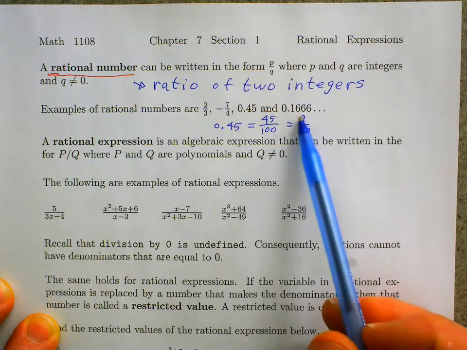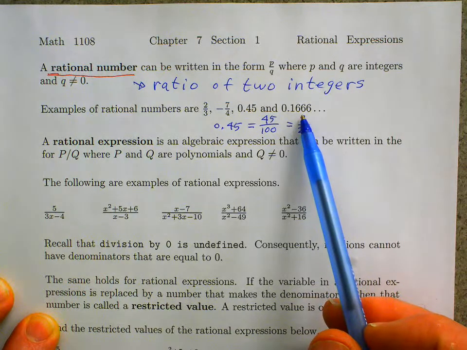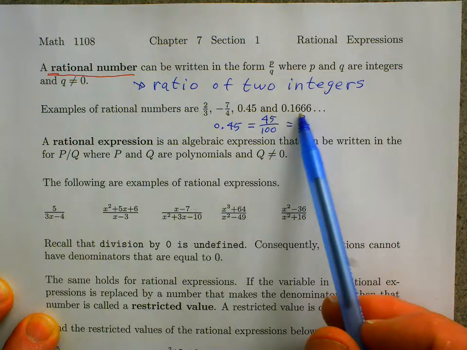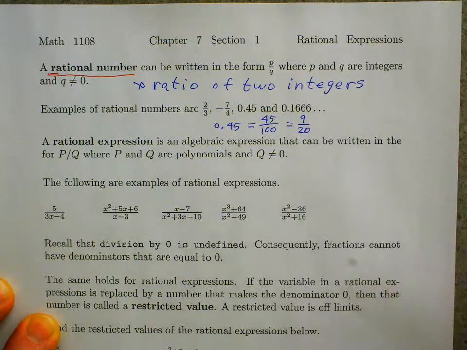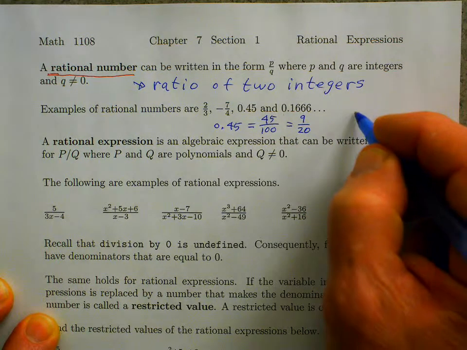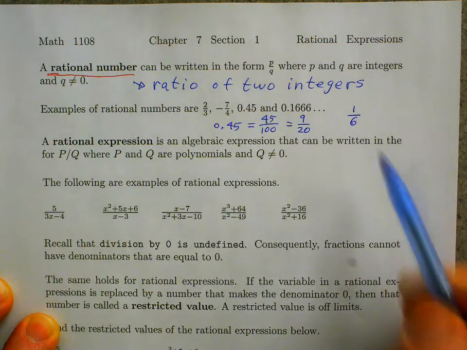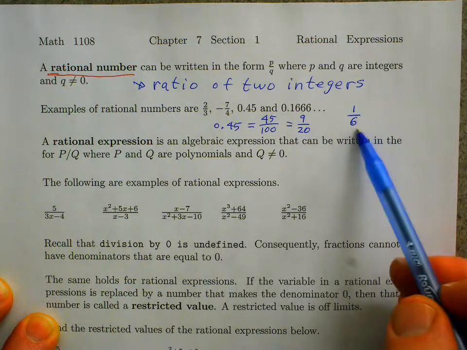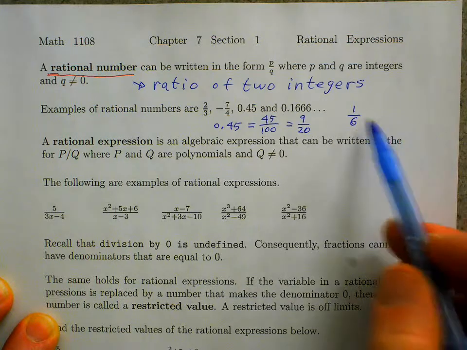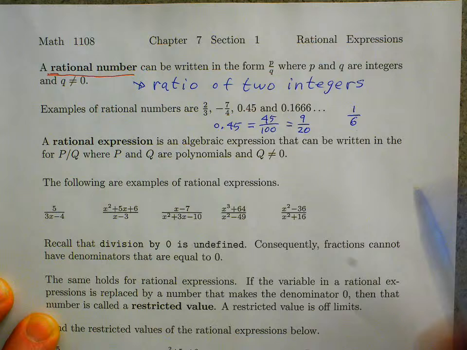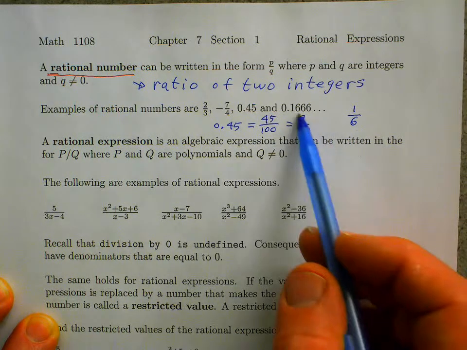Repeating decimal numbers are also rational numbers. This one, 0.16 repeating, is the fraction 1/6. And you can convert 1/6 into a decimal if you divide the numerator by the denominator, and you'll find that you get a repeating decimal number.